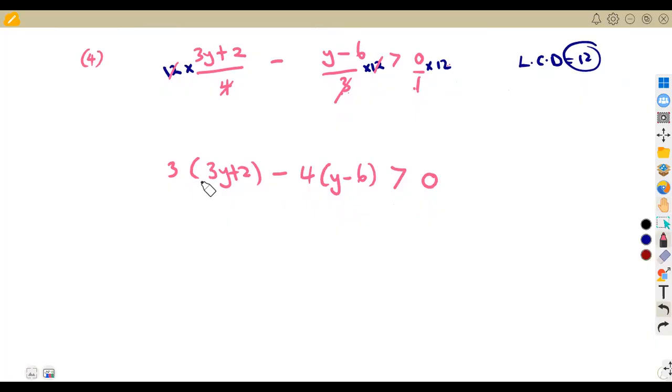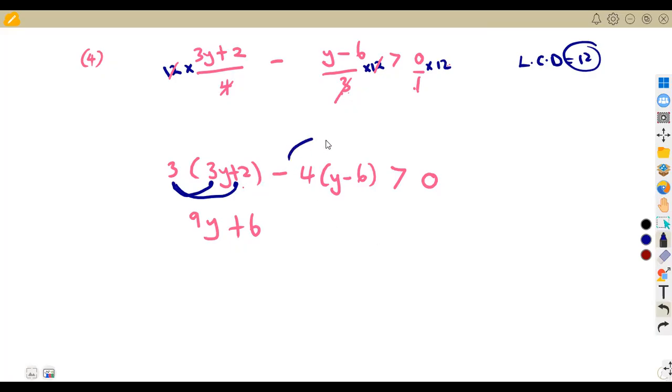Okay, anyways, let us expand our brackets and see what you're going to have at the end, because now we're done with the fractions. Now we have got the brackets. So to expand the brackets, you just have to distribute everything by the term or the number outside the brackets. So that's 3 times 3, which is 9, so that's 9y. 3 times 2, which is 6. So you're multiplying by 3. 3 times 3, 9. 3 times 2, 6.